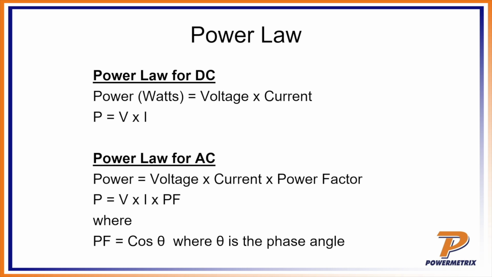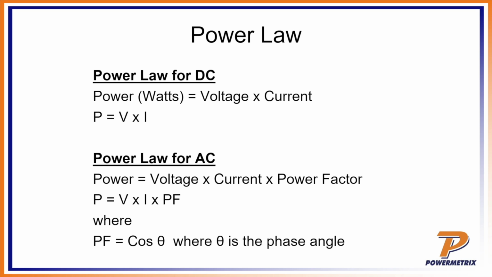But for what you and I deal with, which is AC power, now we have those angles thrown in. We're starting to talk offsets of angles, and the dreaded power factor gets involved. So you can see here that my power now equals my voltage times my current times my power factor. And the power factor is going to be the cosine of theta.